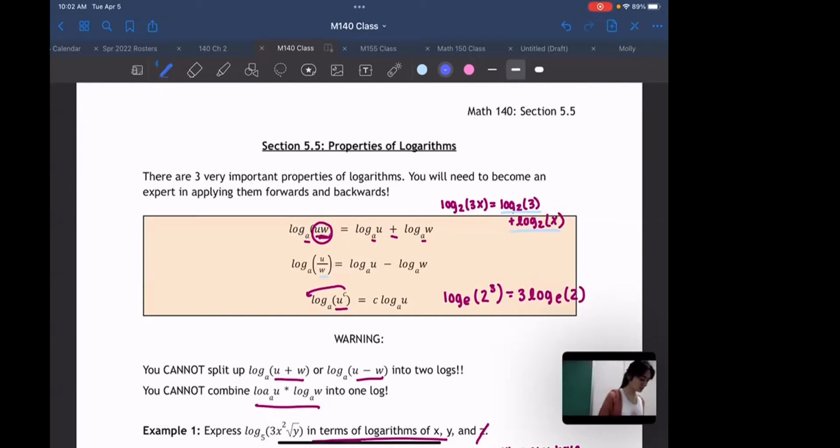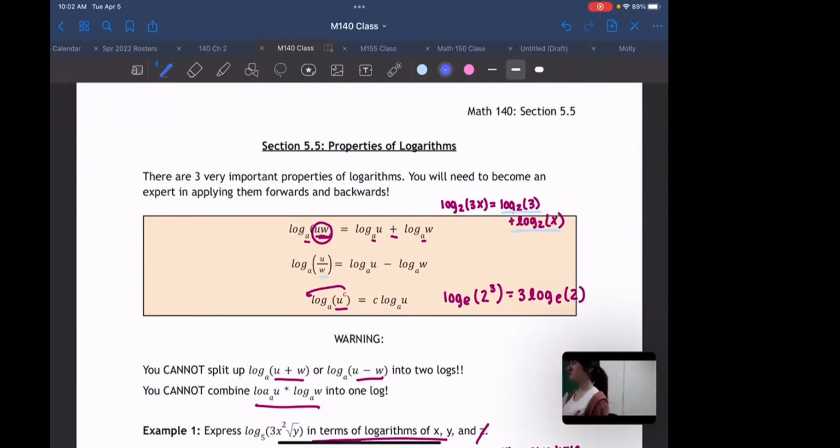A quick recap on what we've been doing. We've dealt with logarithms. We know how to find a logarithm of a number. We also know how to solve equations with logarithms in there, right? Now we're going to get to simplifying logarithms.